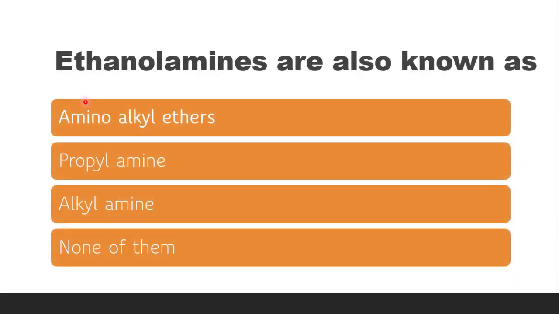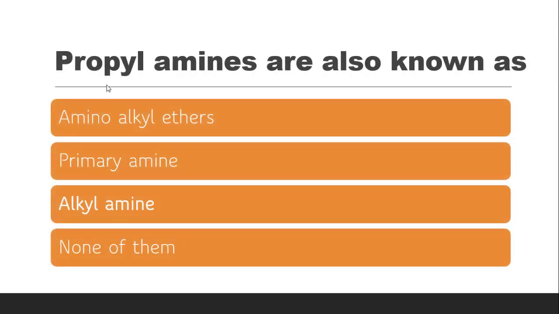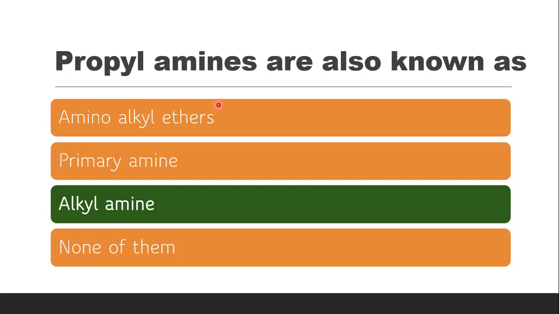Next question is, ethanolamines are also known as, whether they are also known as amino-alkyl ethers, propylamine, alkylamine, or none of them. The correct answer is, ethanolamines are also known as amino-alkyl ethers. Next question is, propylamines are also known as alkylamines. The correct answer is alkylamines.